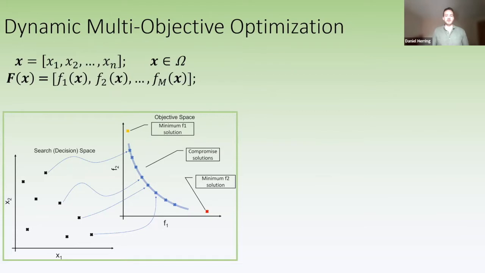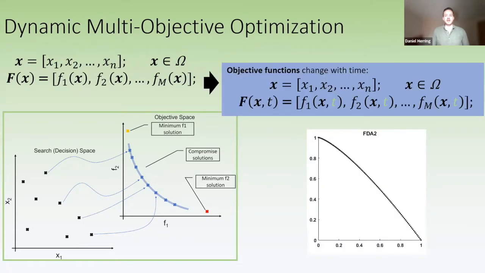When we consider a dynamic problem, we introduce a dependency on time such that the Pareto front or the Pareto set may change over time. It could also be both or neither.